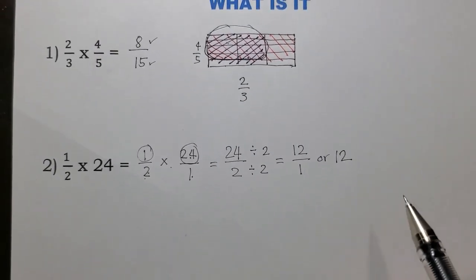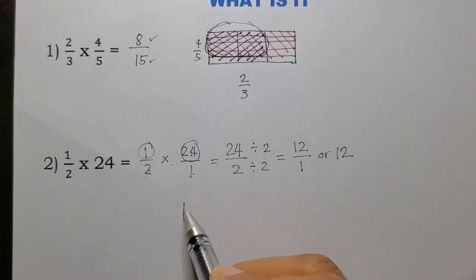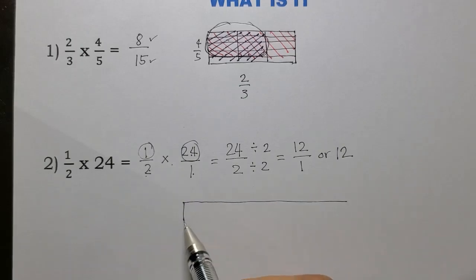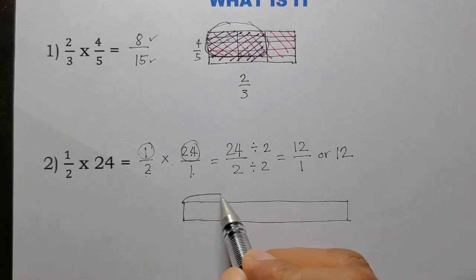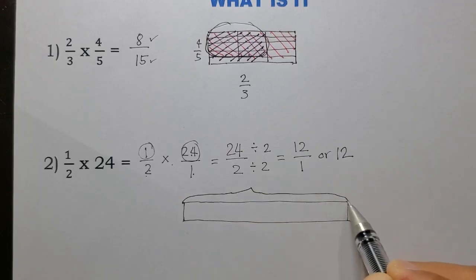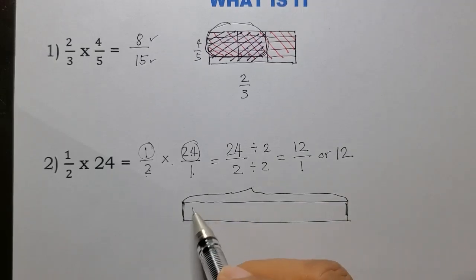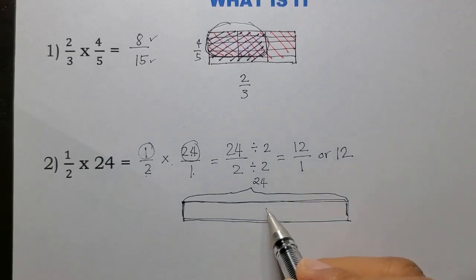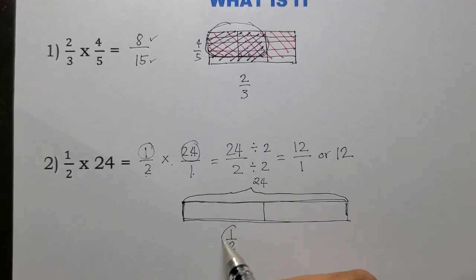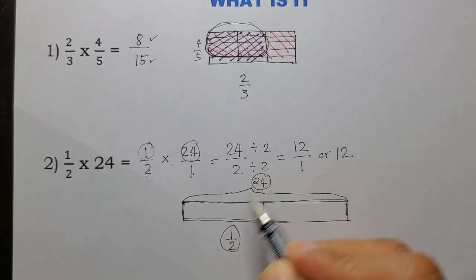Let's try to show this using the model. For example, this number, it's so difficult to draw 24 rectangles. So all we have to do is just imagine or think that this number from here up to here, that whole number is equal to 24. Then you will get 1/2 of that. When you say 1/2 of that, then you have to divide it by 2. And of course, you have to shade one part. So that's 1/2 of 24.